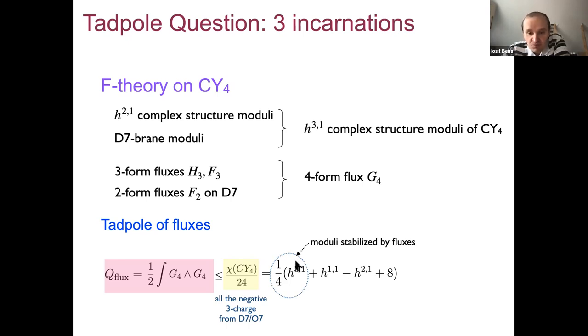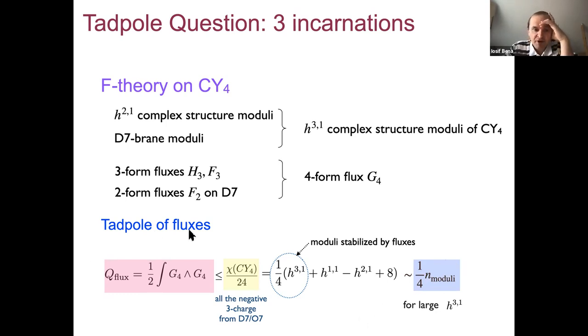And if you want to stabilize these moduli by fluxes, these are the moduli stabilized by fluxes. And in the large h31 limit, this goes like one quarter of the number of moduli. So it looks like, if you have a tadpole question, the question is, how does Q go with the number of moduli?